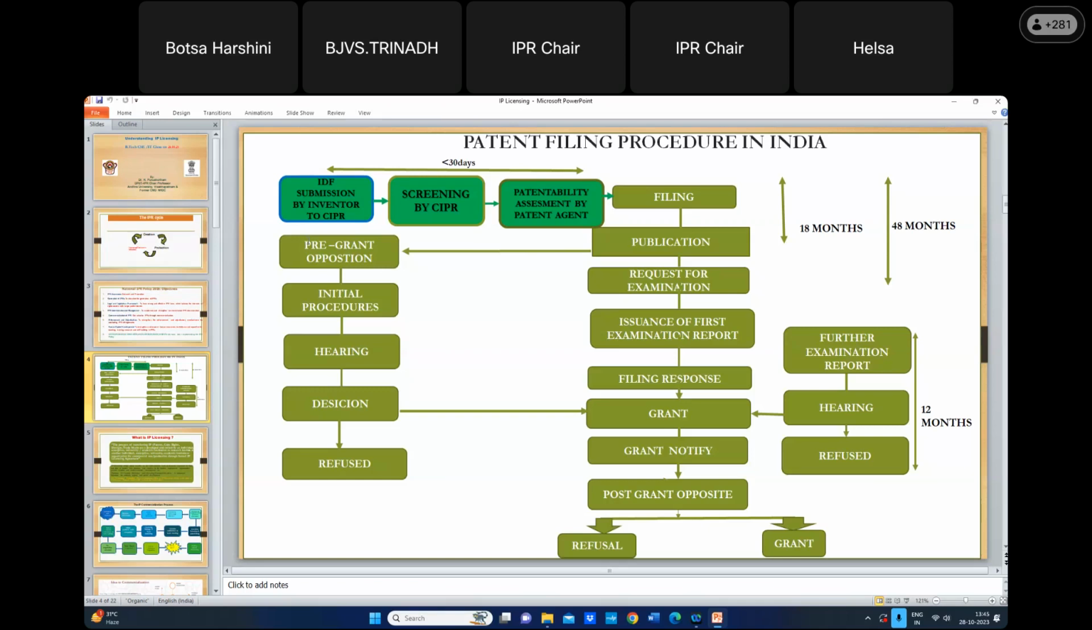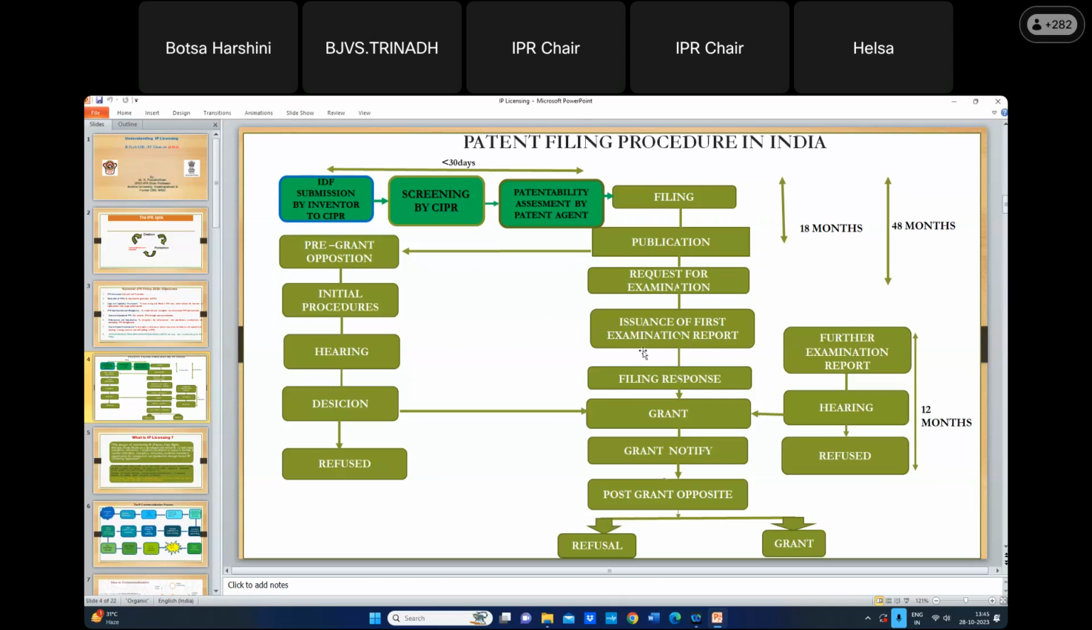And if the controller is satisfied with the evidence, that this knowledge is already available or that someone is falsely filing a patent, he will not grant the patent. So this is what we call pre-grant opposition. Before grant itself, one can oppose. This happens parallelly before grant.